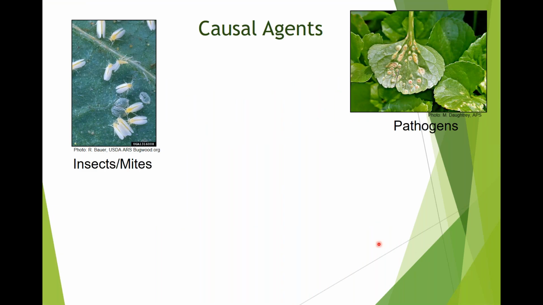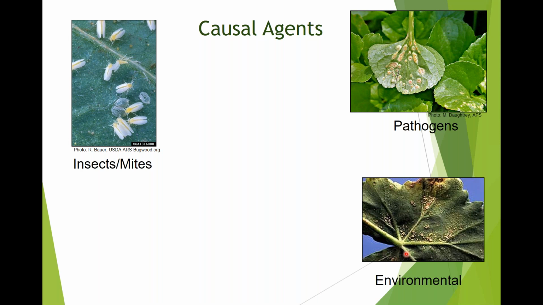Now, we've got different groups of causal agents that can cause problems in greenhouse crops. The two factors that are biotic, or living organisms, are the insects and mites, all the arthropods that can cause problems, and the plant pathogens. Those are the microbes that cause plant disease. But there are other factors that cause disorders in plants as well, and when you're diagnosing a problem, you have to take all of these things into account.